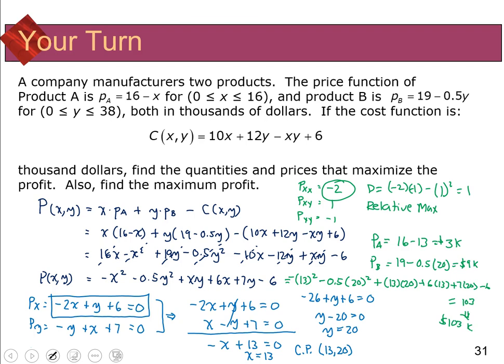I don't know what these things are. If they're selling for $3,000 and $9,000 a piece, they should be kind of up there in price. But there you have it. So I would need to sell 13 units of product A at $3,000 a piece, and 20 units at $9,000 a piece of product B to earn a maximum profit of $103,000.